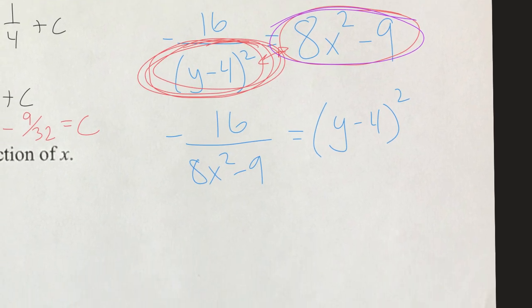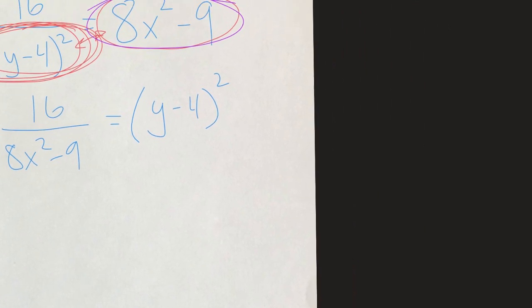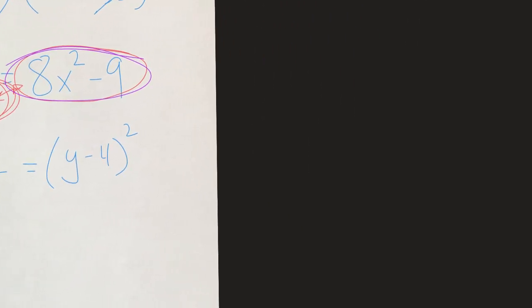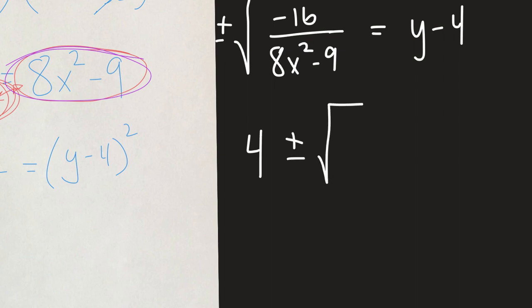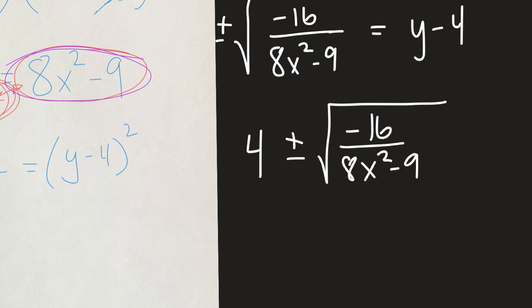Okay, so now you can imagine we're going to take the square root of both sides. I'm going to come over here so that I don't run into my next problem. So square root of negative 16 over 8x squared minus 9. So as long as your denominator is negative, that's not going to be a problem with the negative on top. Equals y minus 4. Okay, so there would be some domain restrictions in here, of course, so that we actually get a positive value for a square root. And then I'm going to add 4 to both sides. So 4 plus or minus the square root of negative 16 over 8x squared minus 9.